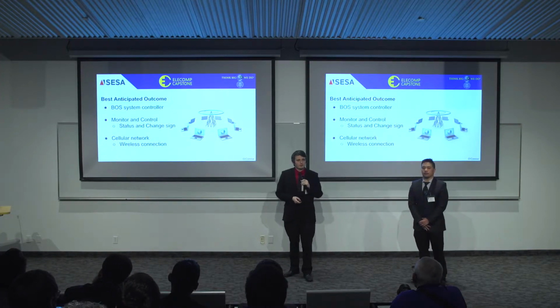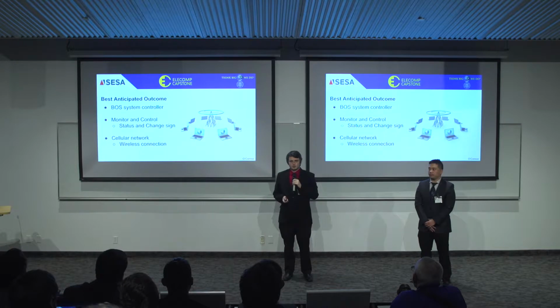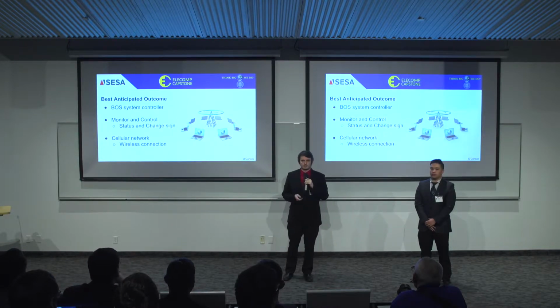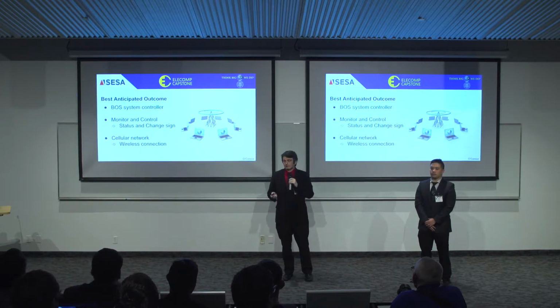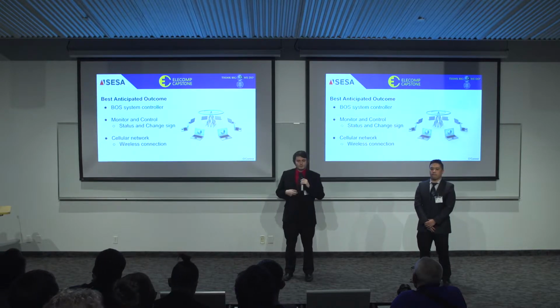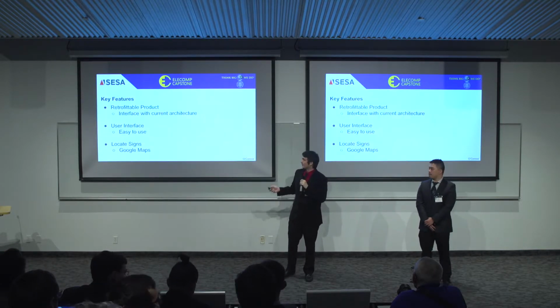Our best anticipated outcome is to create a blankout sign system controller capable of monitoring and controlling a sign's status messages and display messages over the cellular network via wireless communication. Some of the key features of this include a retrofittable product that can easily integrate with the existing blankout sign architecture, a user interface that is easy to use regardless of the operator's knowledge of the internal workings of a blankout sign, and finally, the ability to locate signs on a Google map in order to display various status messages such as the sign's location and their current display.